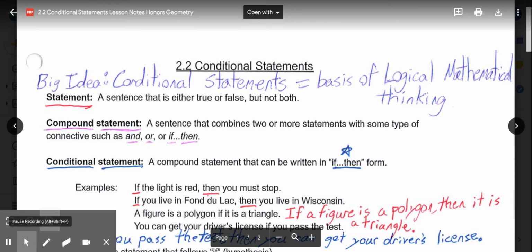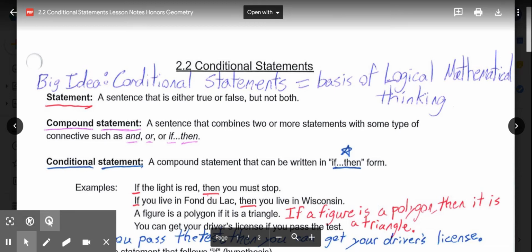In mathematics, our definition of a statement is a sentence that is either true or false, but not both. So to be a statement, it's a sentence that is either true or false, but not both.